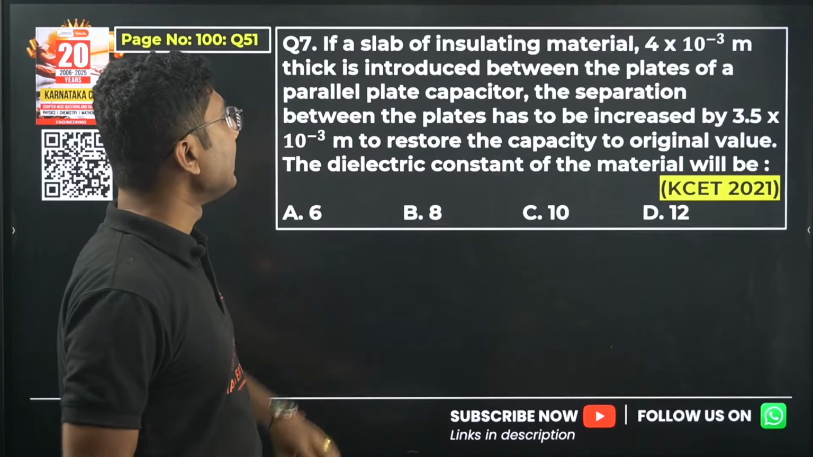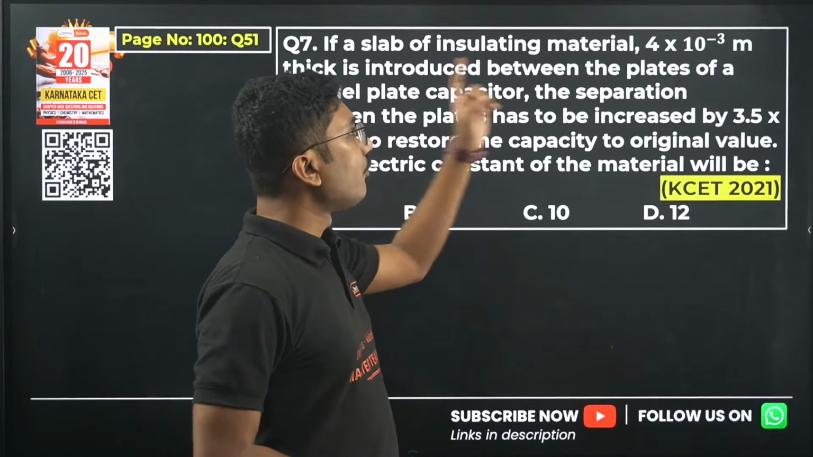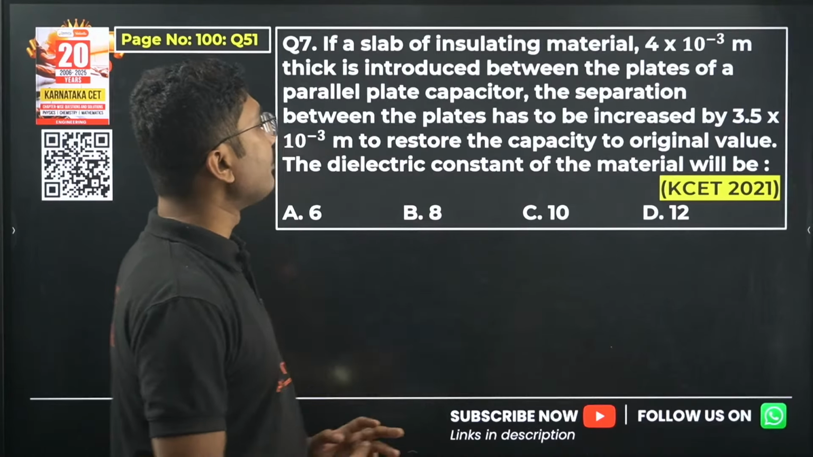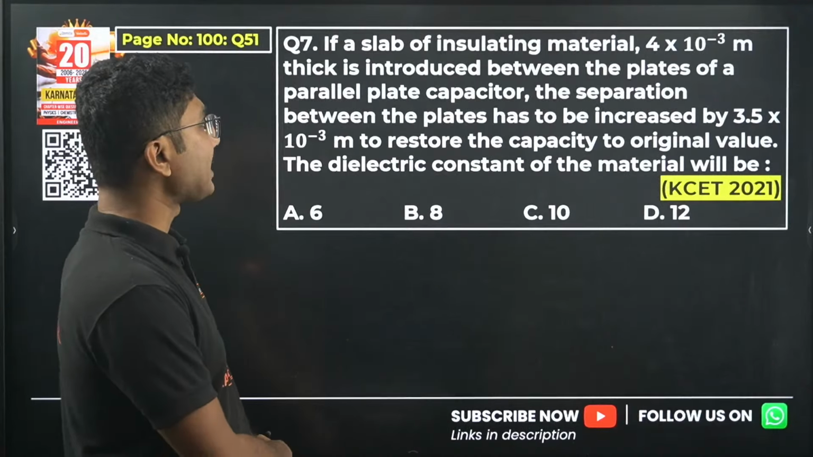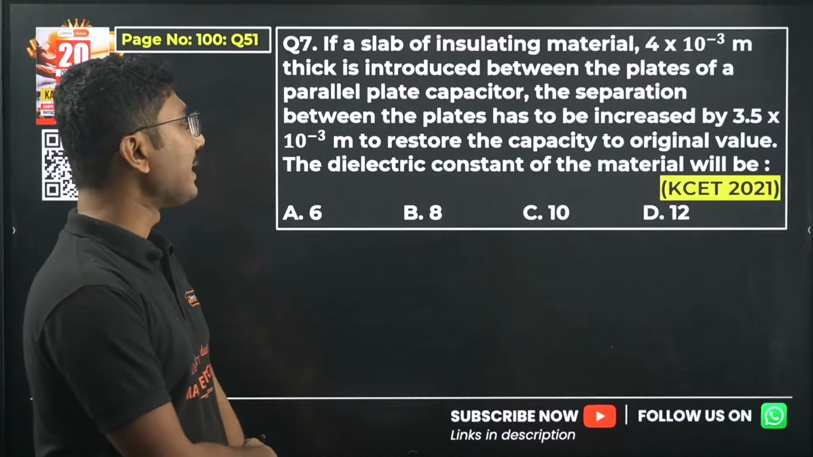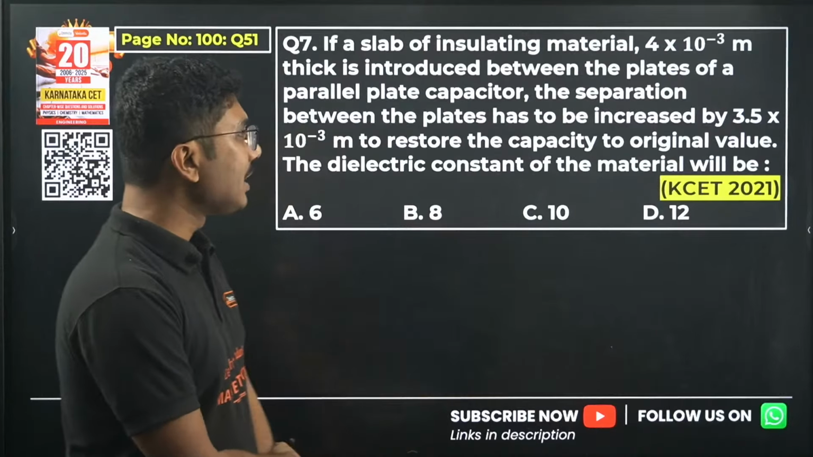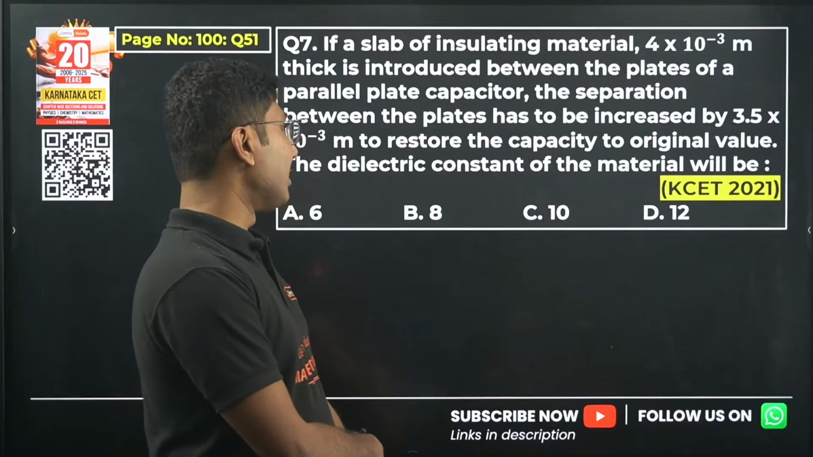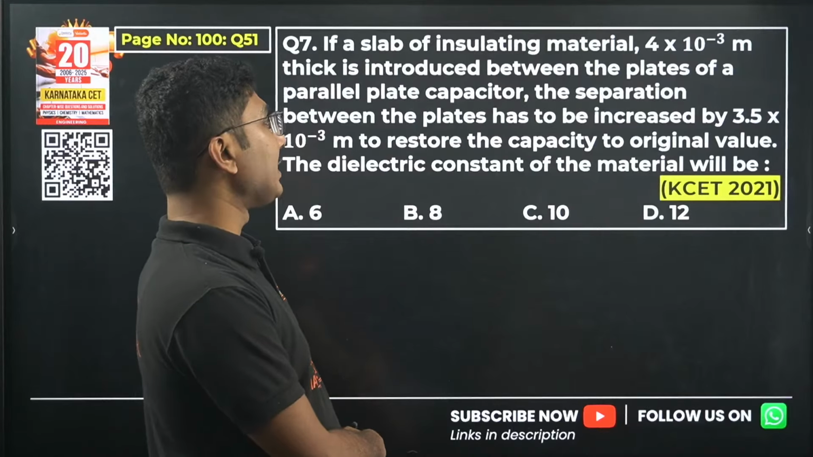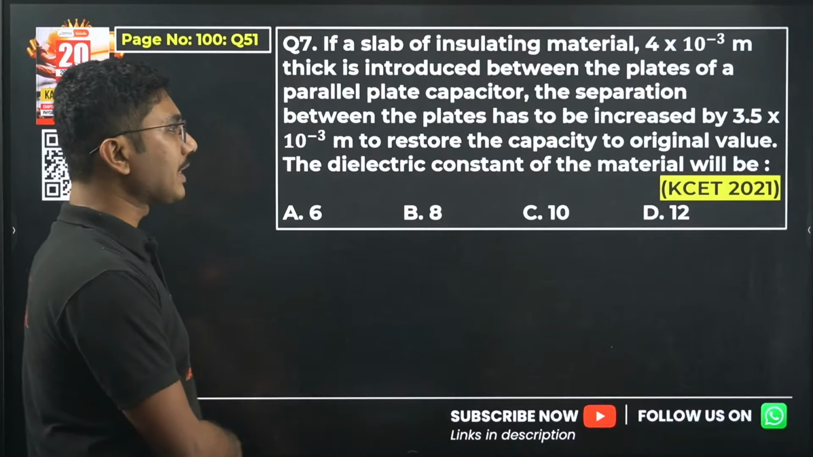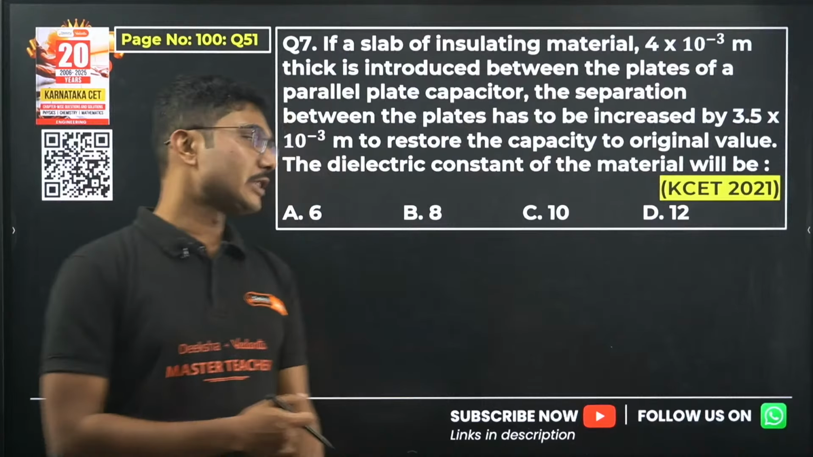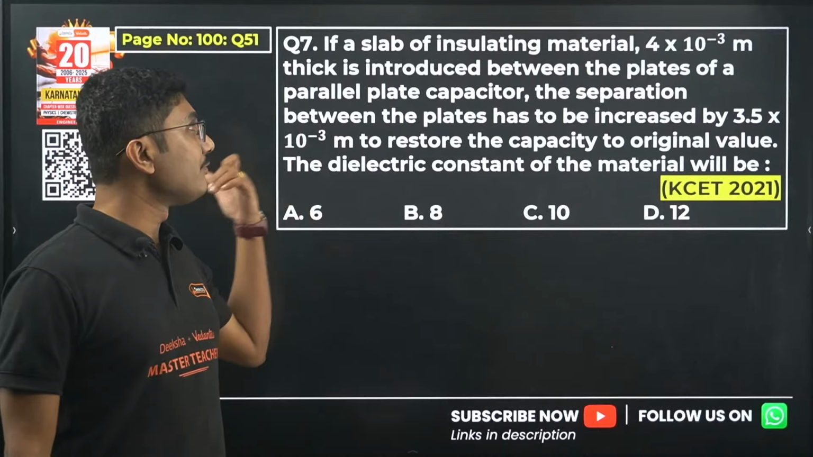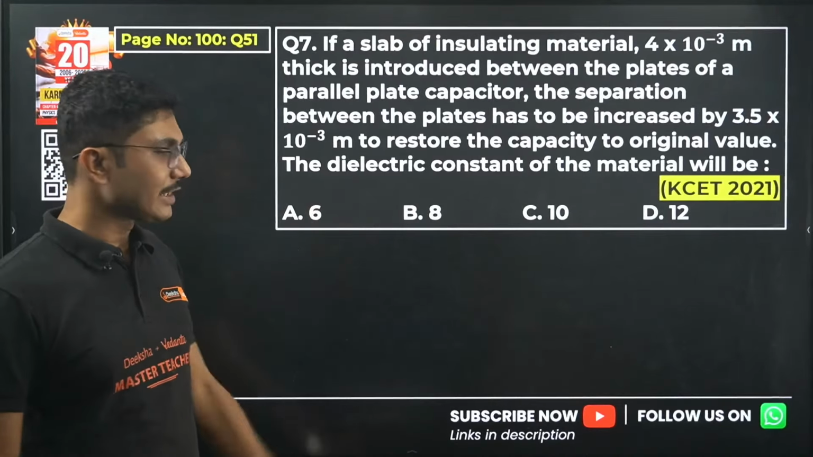If a slab of insulating material 4 × 10^-3 meter thick is introduced between the plates of a parallel plate capacitor, the separation between the plates has to be increased by 3.5 × 10^-3 meters to restore the capacity to the original value. The dielectric constant of the material will be? There is a shortcut formula for this problem. I will tell you, but first I will give you some time to solve this question and tell me the answer.